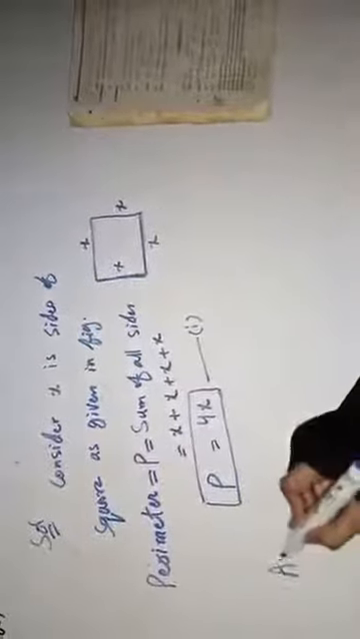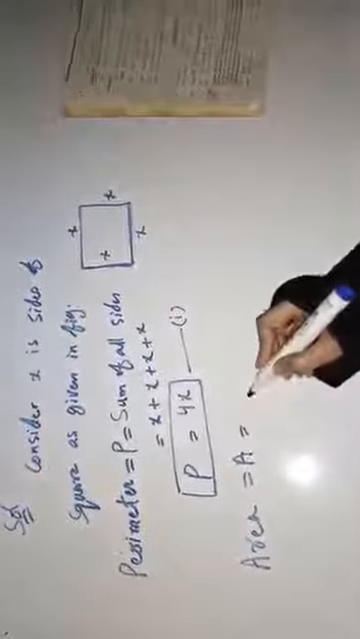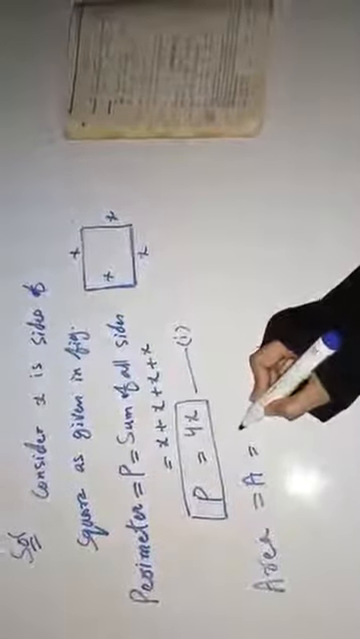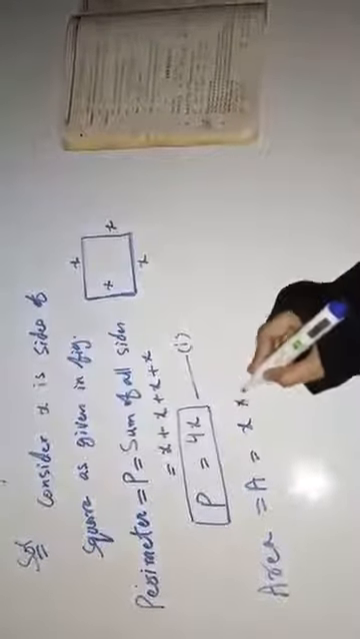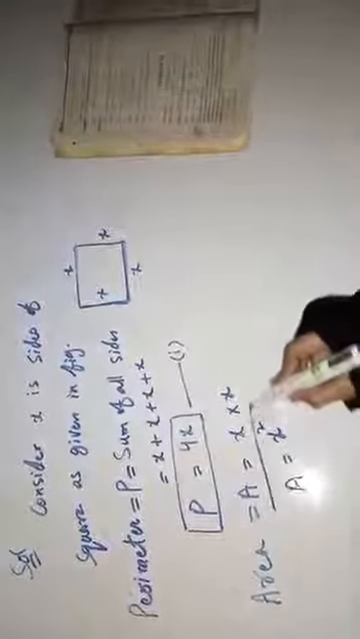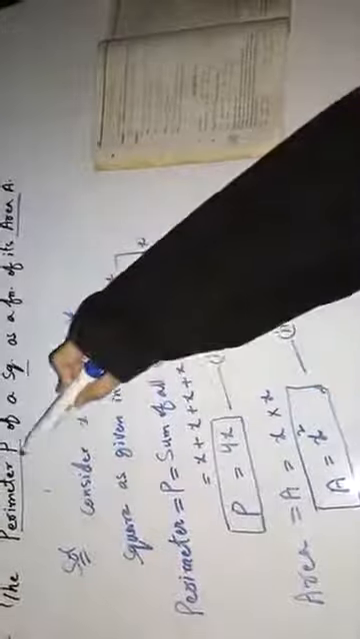While second one, area of this square is written as A, length into width, x into x, x square. So these two terms are given in expression. Perimeter we have calculated 4x and area we have calculated x square. But what is their requirement? The perimeter P of a square as a function of its area A.